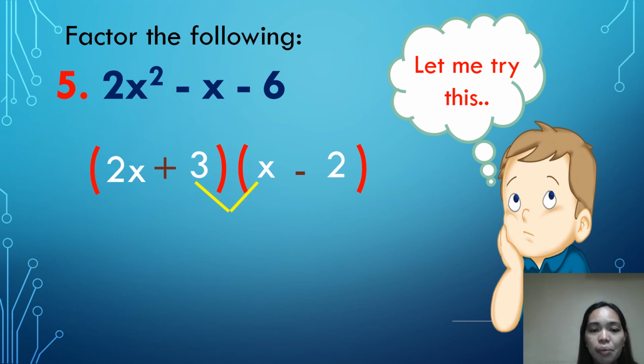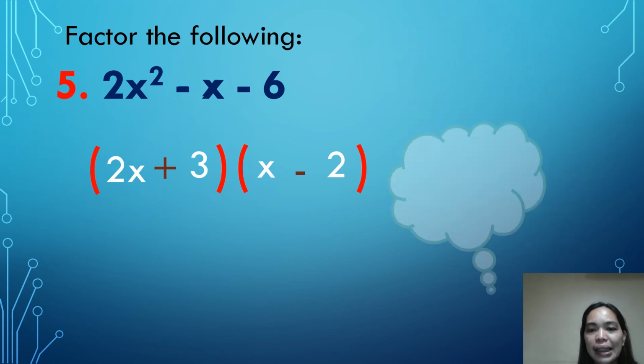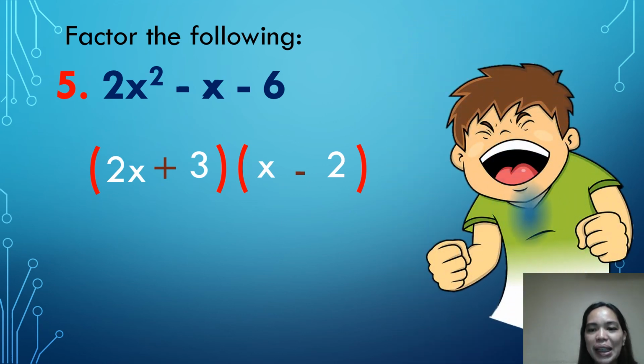The inner term is equal to 3x. The outer term is negative 4x. And the sum of 3x and negative 4x is negative x. And finally, we got the right factors of 2x squared minus x minus 6, and that is the quantity 2x plus 3 times the quantity x minus 2.